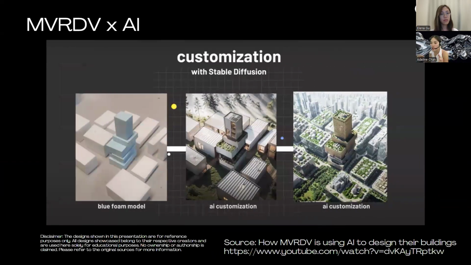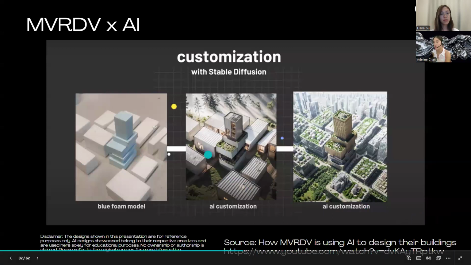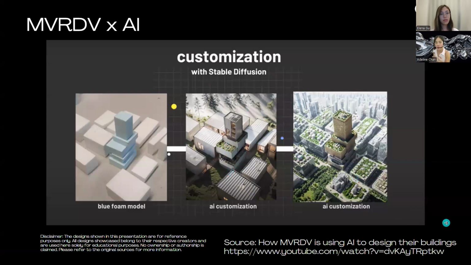And then when they are going into customization, what they actually do is they take an image of their blue foam. I believe it's still their preferred way to design. They will take an image of the blue foam model and then they will customize it by running it through the diffusion model and then further customizing it with the LoRa model. So this is their workflow.